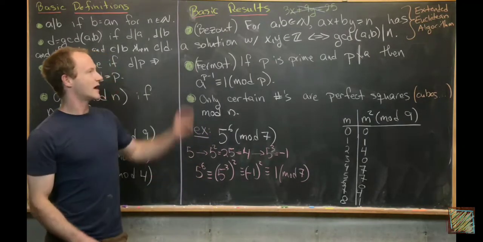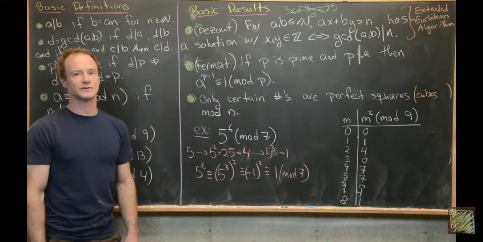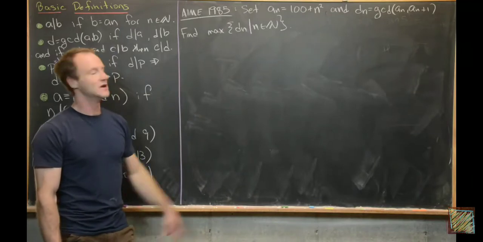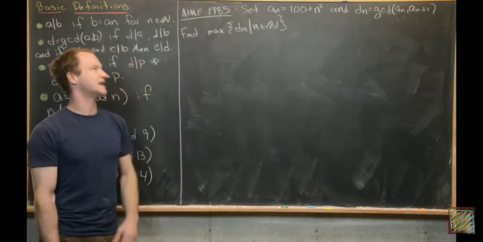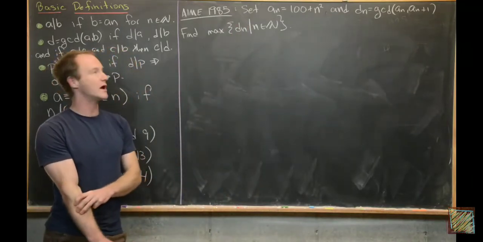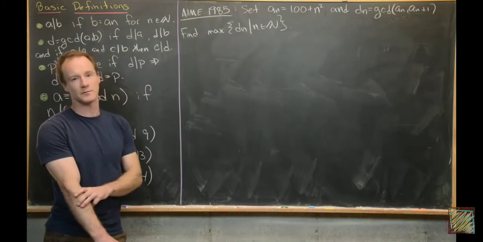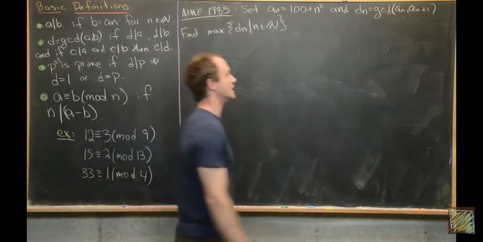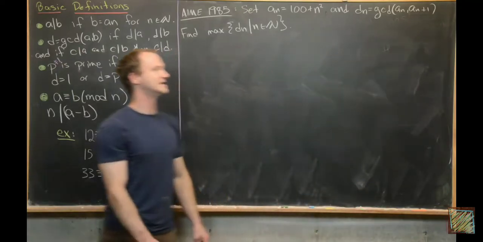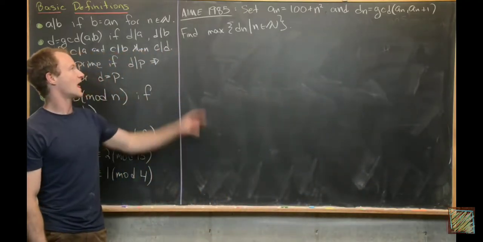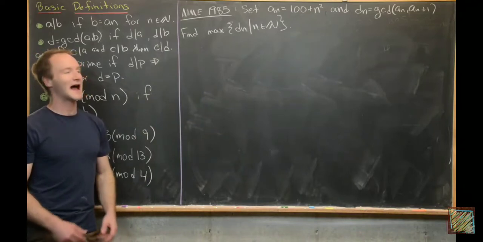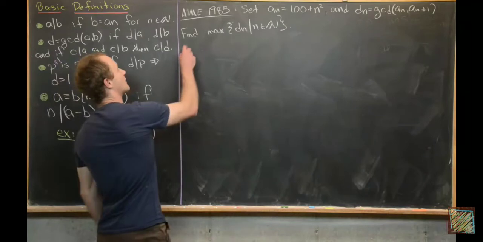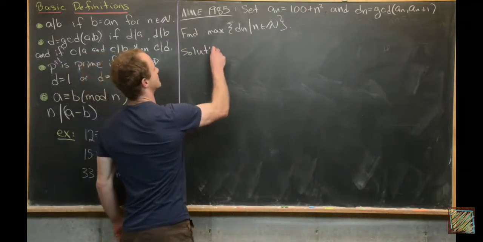Okay, I'm going to go ahead and get this cleaned up, and we're going to look at 2 examples. Our first example comes from the AIME, and the year is 1985. We want to consider the sequence of numbers a sub n, defined by 100 plus n squared. And then another sequence defined on top of that, d sub n, which is the GCD of a sub n and a sub n plus 1. Our goal is to find the maximum of this sequence d sub n. Now, let's jump into the solution.